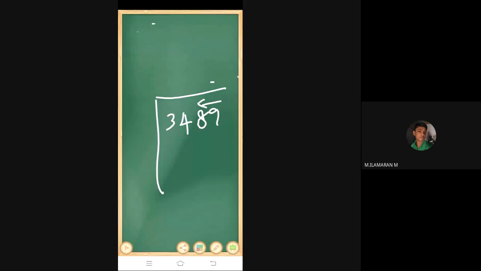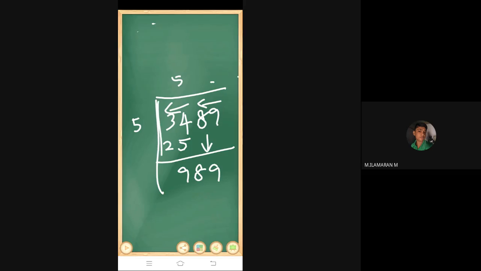So 89 is one pair and 34 is one pair. Okay, 34 is not a square number, so take a number lesser than 34. Ma'am, 5 5s are 25. Very good. When you subtract, what will you get? Ma'am, 9.